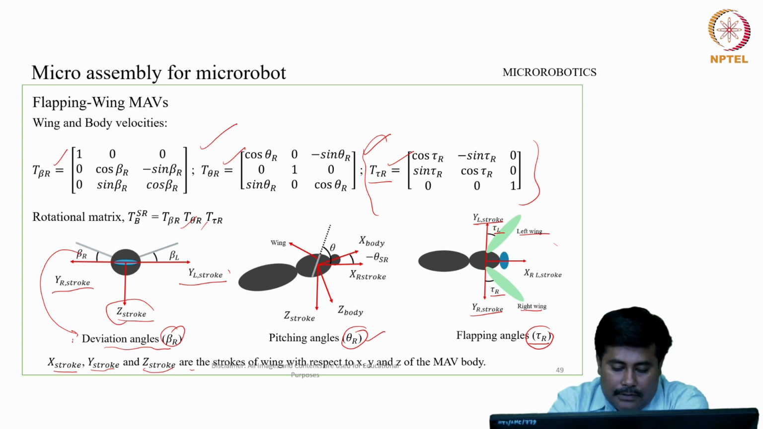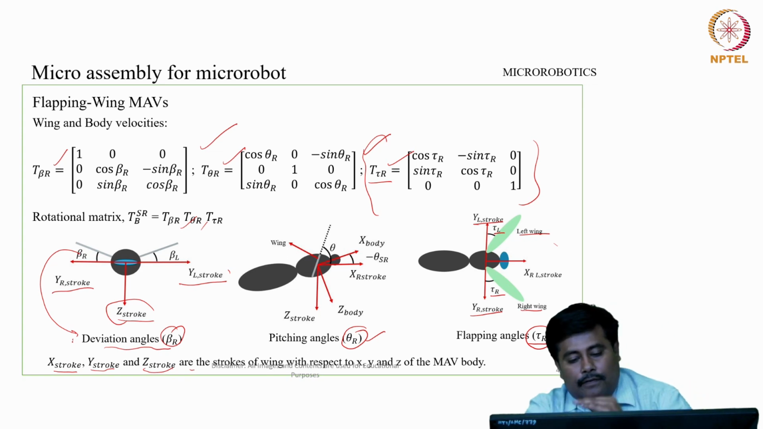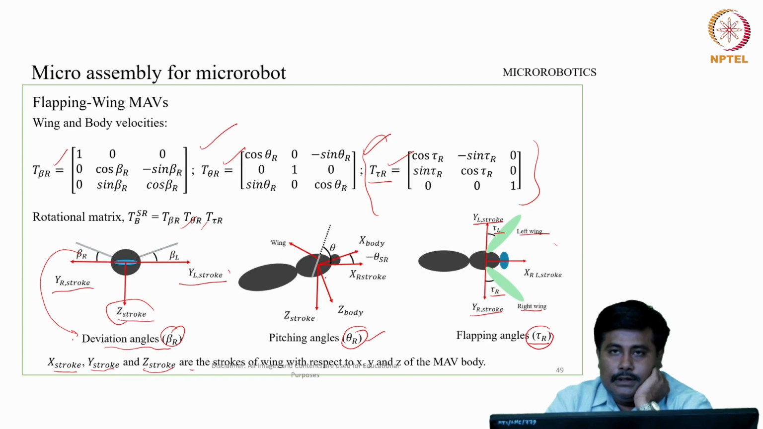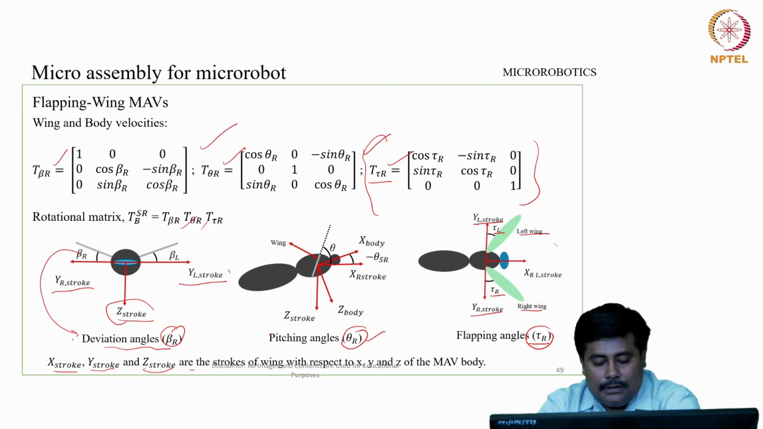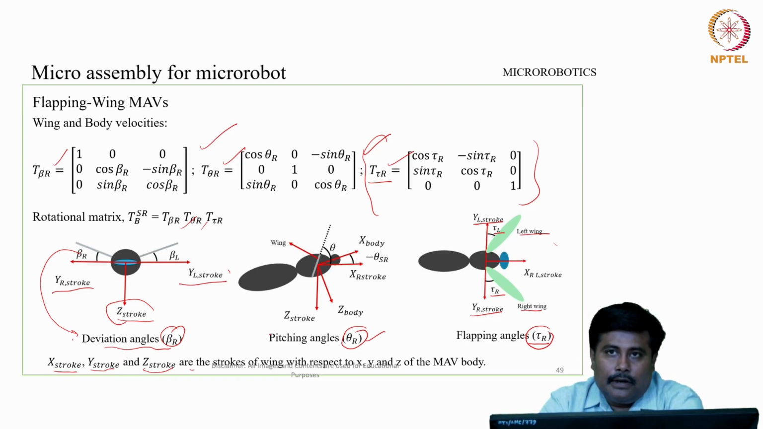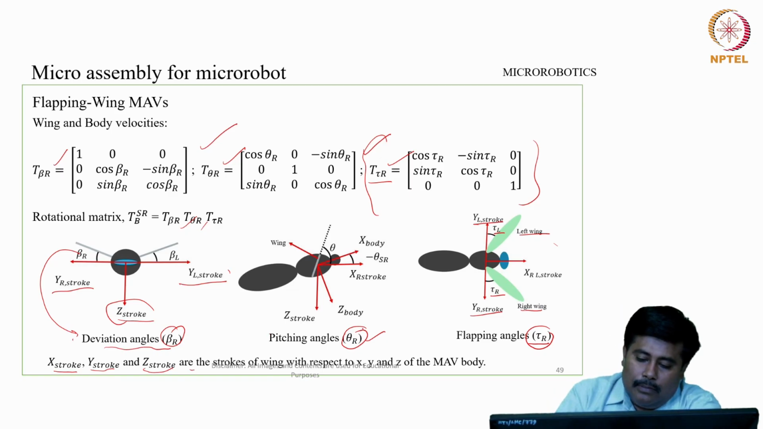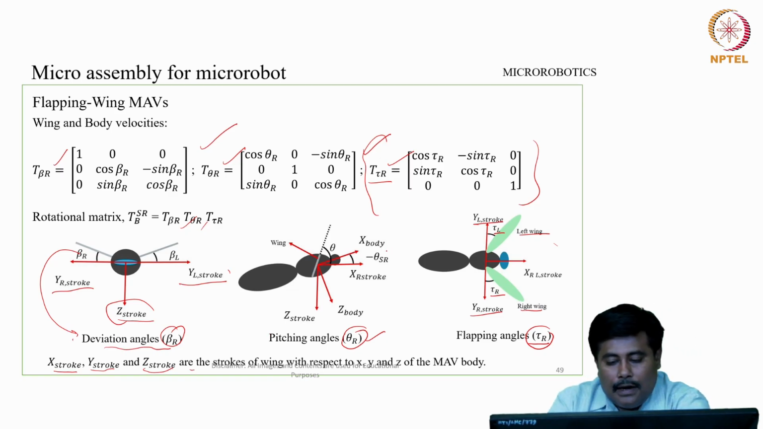And then similarly, when we consider an insect kind of arrangement, we have a wing and then an X body and an X stroke, and a Z body which is available and a Z stroke. So as far as these pitching angles are concerned, there is going to be a theta R, and this theta R and theta SR can be considered. With reference to theta and theta SR, you can appropriately find the deviation.